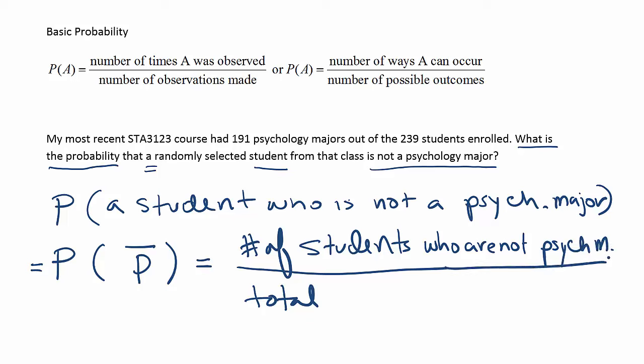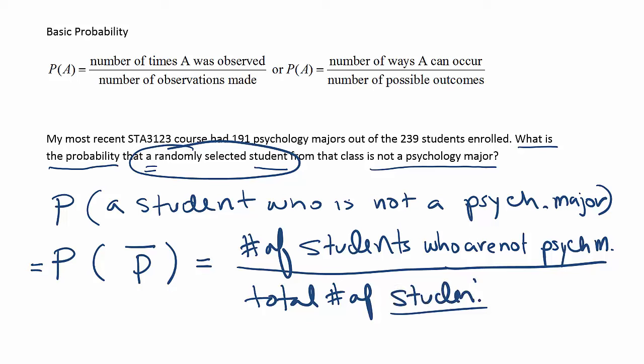And then we'll divide by the total number of what? To get this answer, it's the total number of things you were selecting from. What was the selection being taken? It says, find the probability that a randomly selected student. So we're taking students, so this is the total number of students. Does that make sense? I hope so.